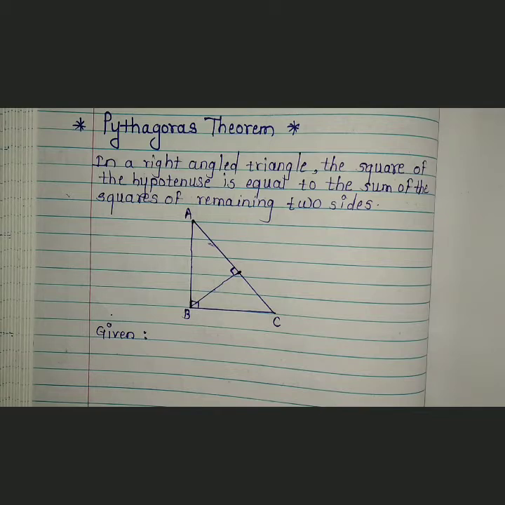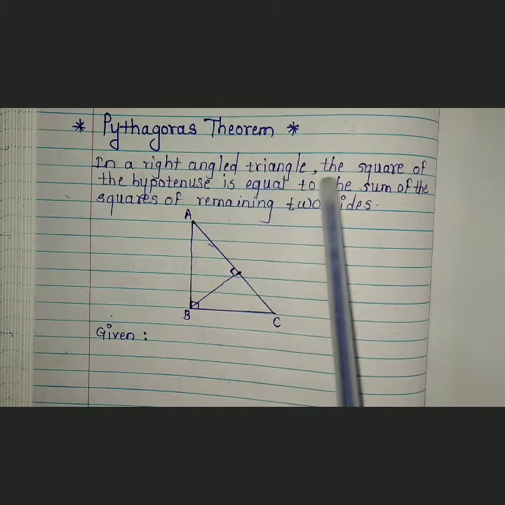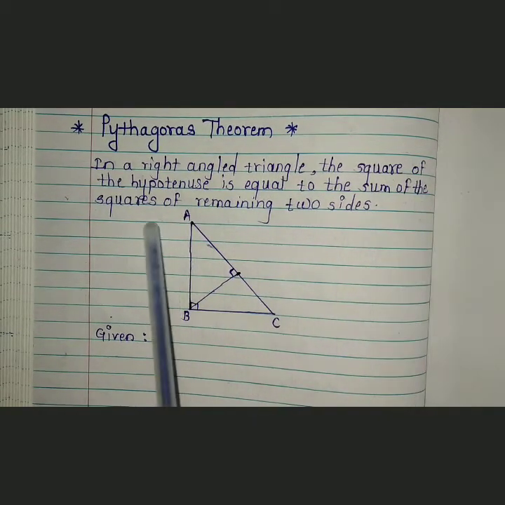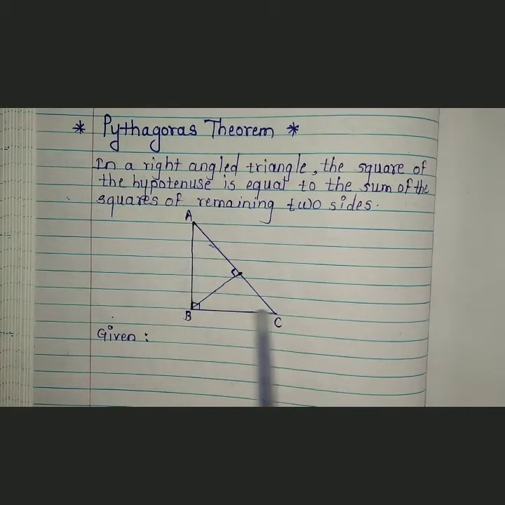In 7th standard, we saw the Pythagoras theorem and examples on Pythagoras theorem. But in 10th standard, we prove the theorem of Pythagoras and again see examples on Pythagoras theorem. Now the statement is: in a right angle triangle, the square of the hypotenuse is equal to the sum of the squares of the remaining two sides. This is the figure.